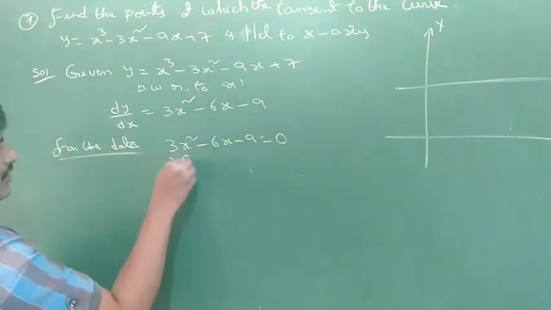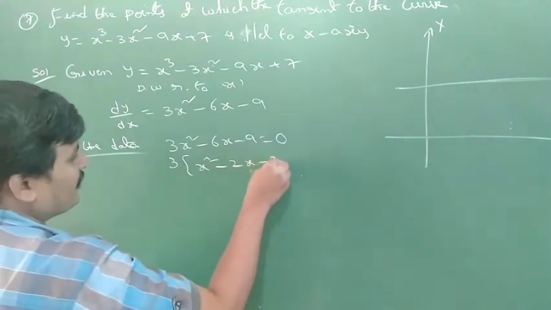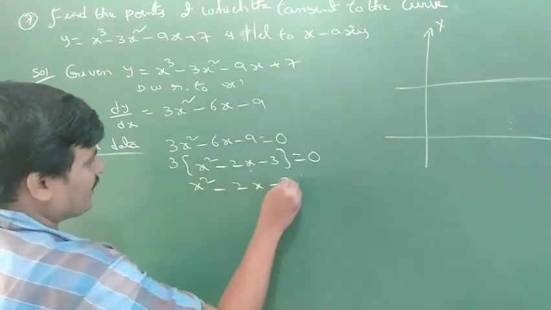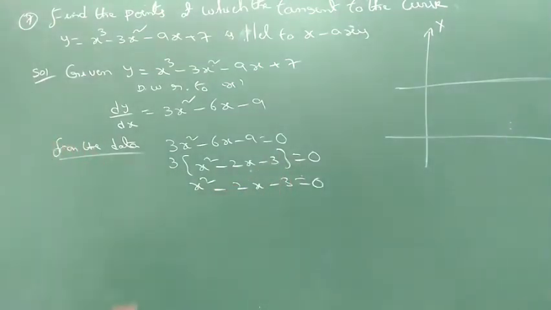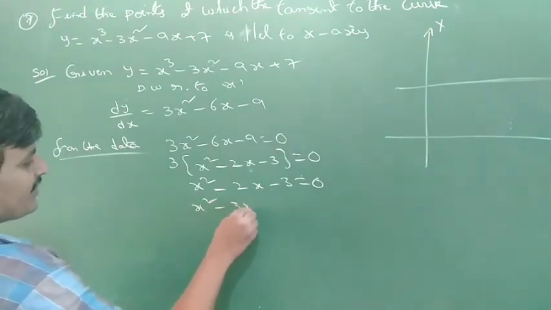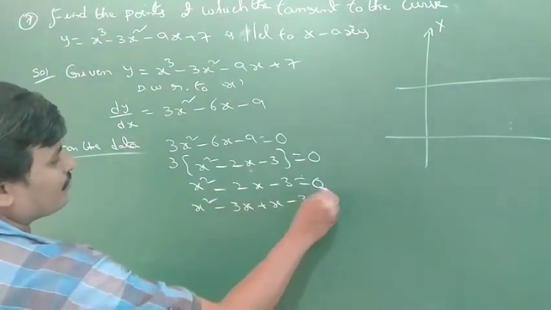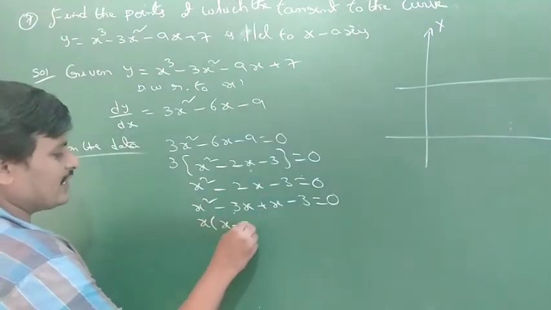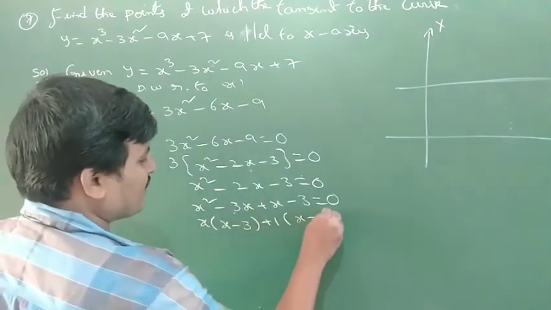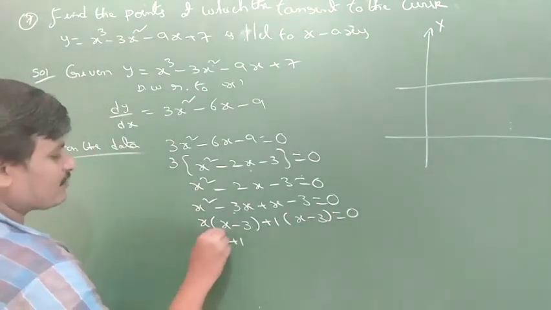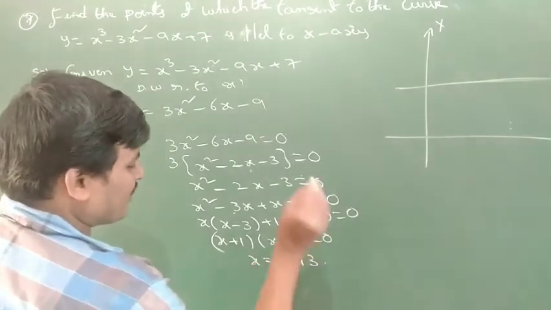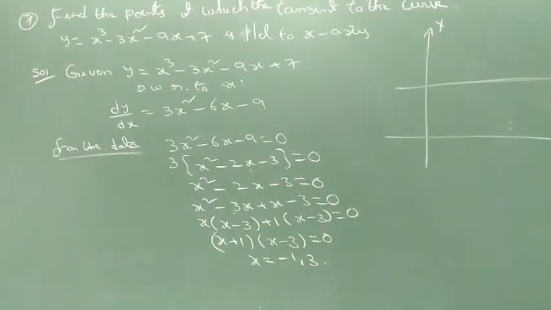Taking 3 common, x square minus 2x minus 3 is equal to 0. Factorizing, x square minus 3x plus x minus 3 equal to 0. Taking common, x into x minus 3 gives minus 3x, so (x minus 3) into (x plus 1) equal to 0. So x is equal to minus 1, 3.